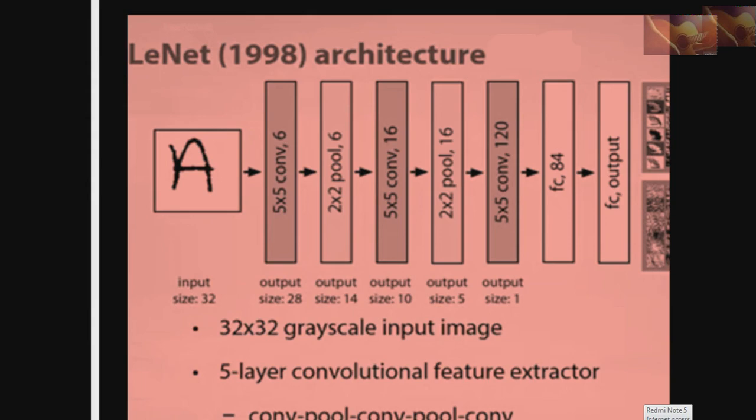So here we come to the LeNet architecture. It was for grayscale input images of 32 by 32, and basically it was a 5-layer architecture.